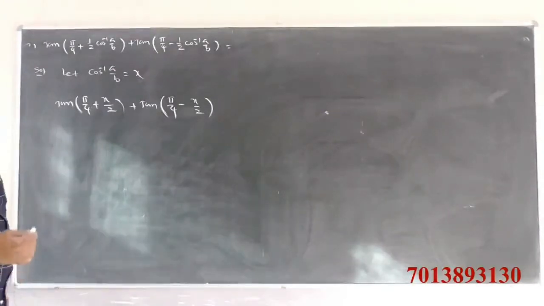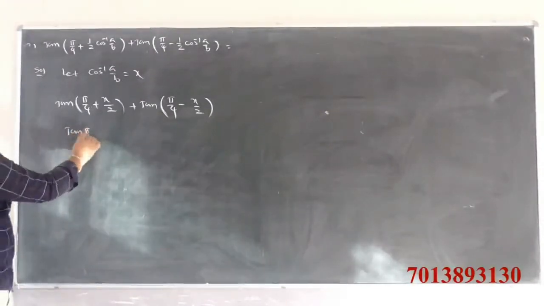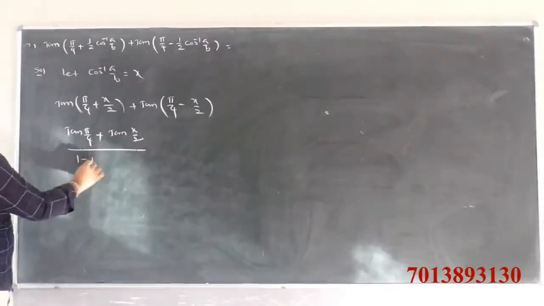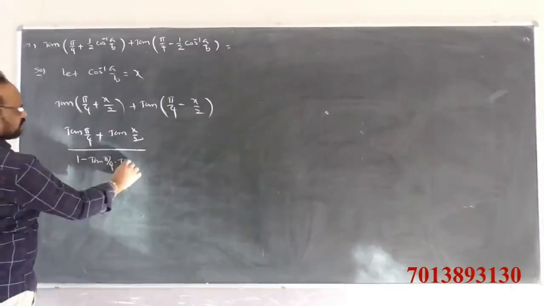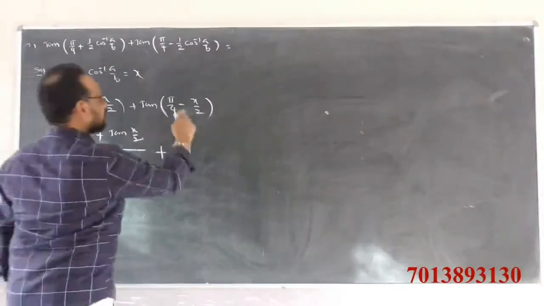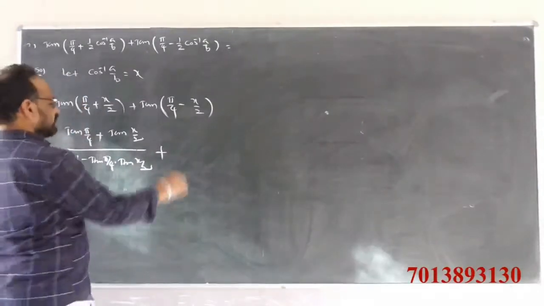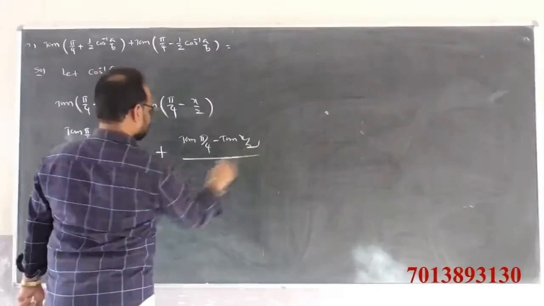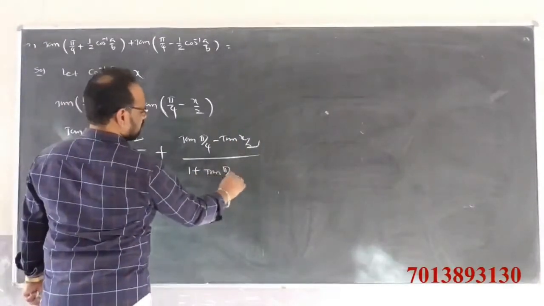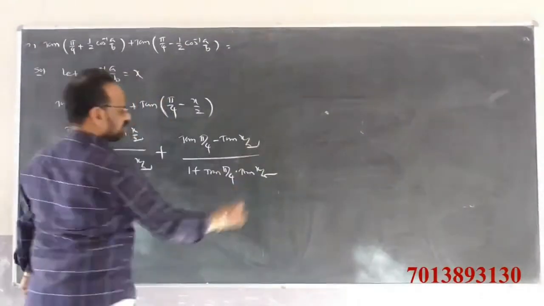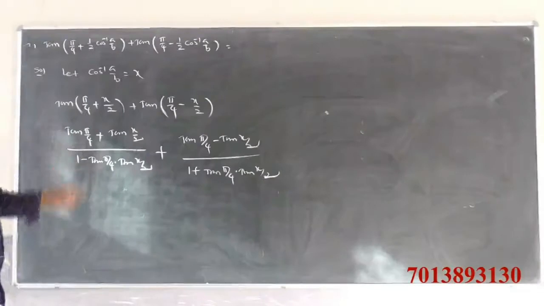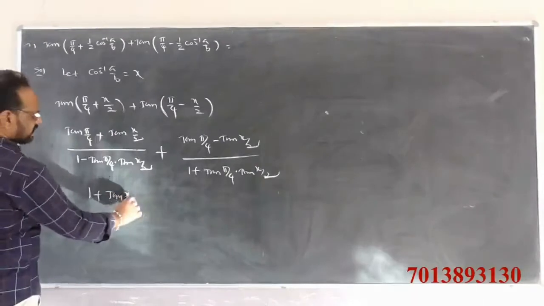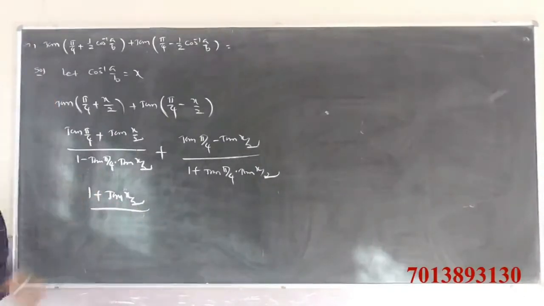Tan (a plus b) is equal to (tan a plus tan b) by (1 minus tan a into tan b), plus again tan (a minus b) is equal to (tan a minus tan b) by (1 plus tan a into tan b). So tan pi by 4, tan pi by 4 means tan 45 value, here 1 plus tan x by 2, by. Here also tan pi by 4 value 1.